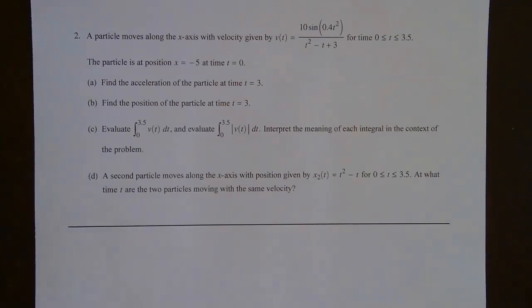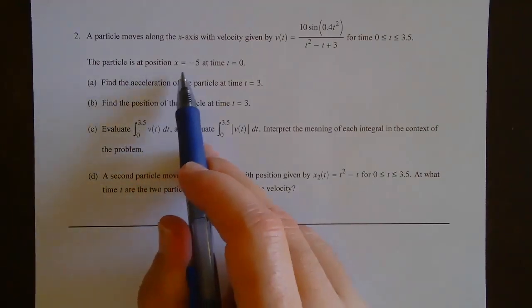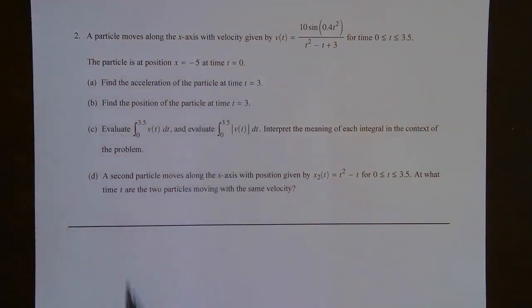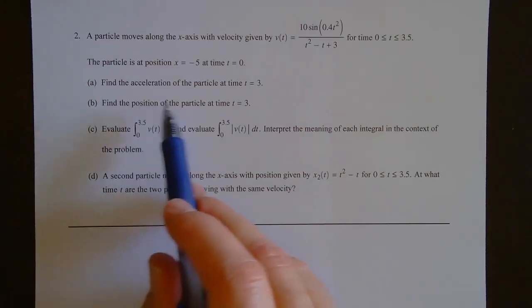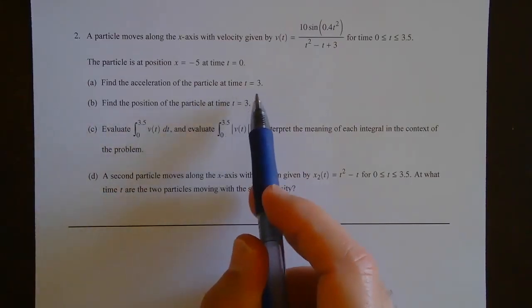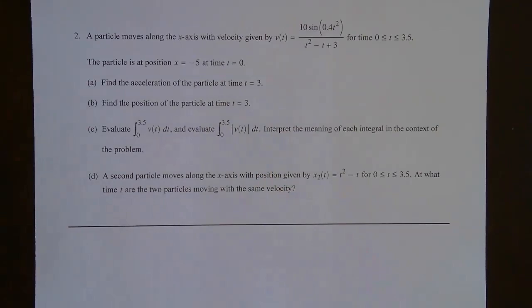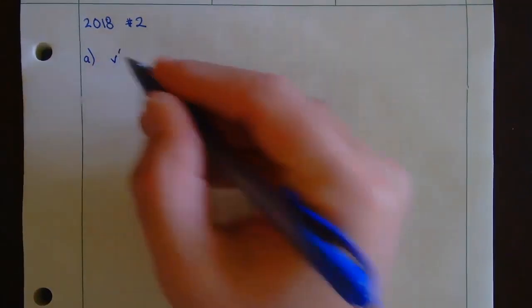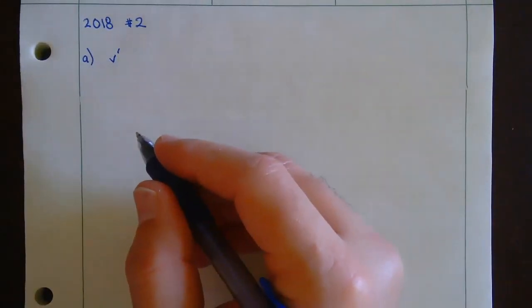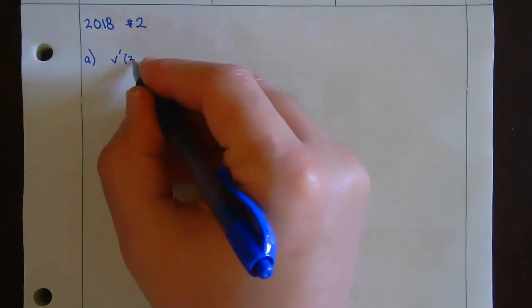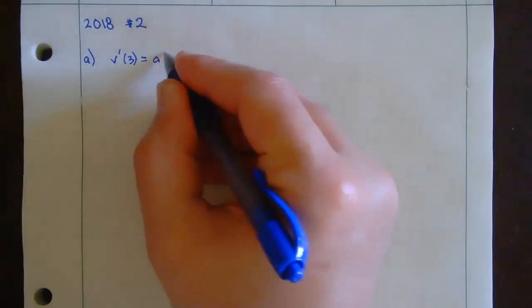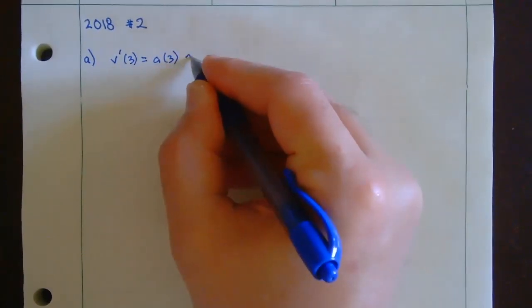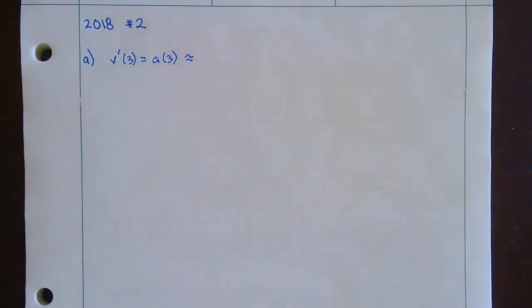Okay. So part A, and they give you that the particle is at position x equals -5 at t equals 0. And for part A, they want you to find the acceleration of the particle at time t equals 3. So let's go to our paper and we'll do the correct write-up on that. The acceleration is the derivative of the velocity. So we would want to write v prime of 3, which is equivalent to a of 3, which will be about, okay, and we're going to put this into our graphing calculator.